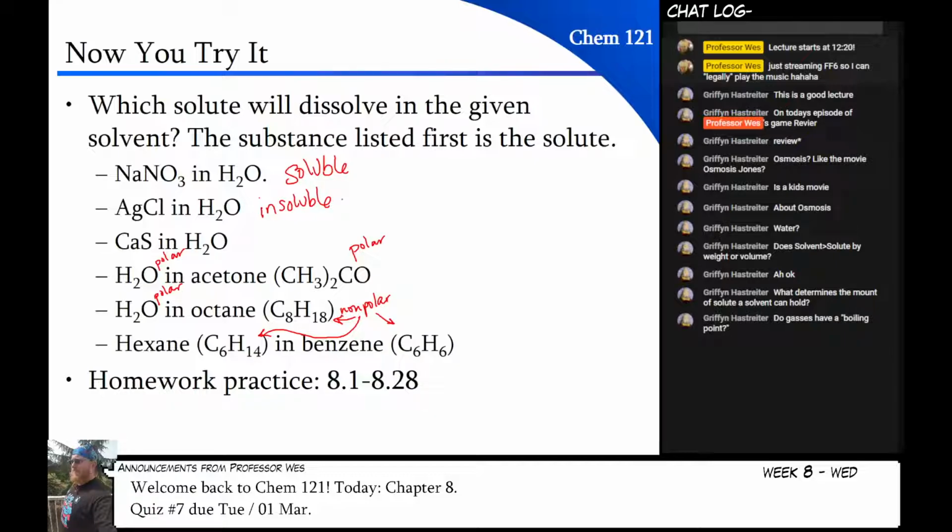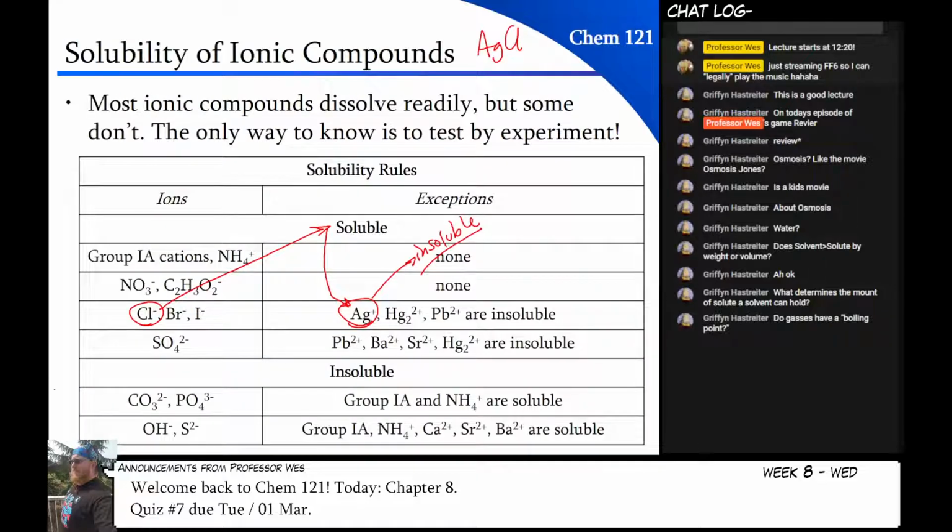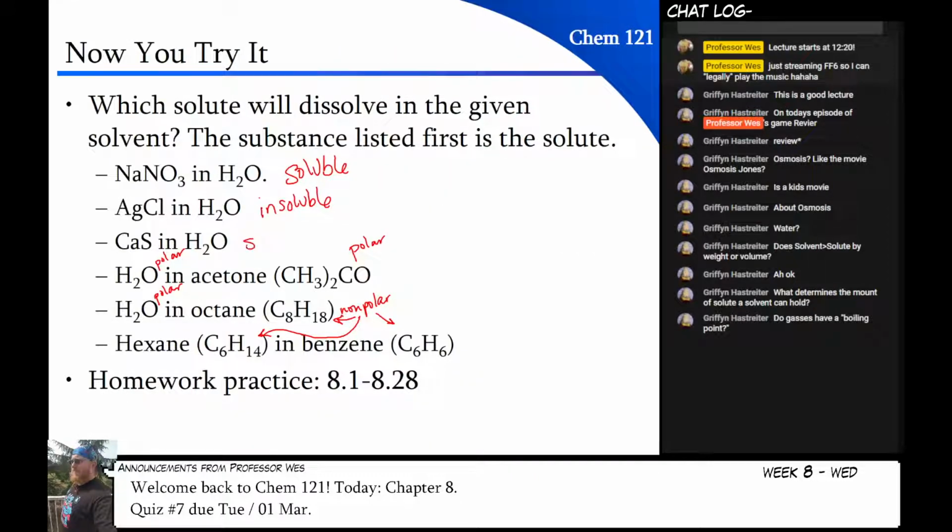There we go. How about calcium sulfide? Calcium sulfide. So let's clear all. Calcium sulfide. So we're looking on the list here. Sulfide. There we go. Okay. So sulfides are insoluble unless you have... Oh, there it is. Calcium. So we would say soluble. So calcium sulfide should be soluble. And it is.